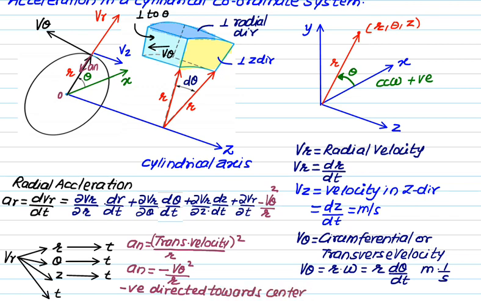Now dr by dt we can replace with vr, d theta by dt we can replace with v theta by r, and dz by dt we can replace with vz. So we'll do this substitution and generate the radial acceleration, and similar terms we can generate for acceleration along the z direction and along the transverse or circumferential direction, but we are mainly interested in the radial direction only.